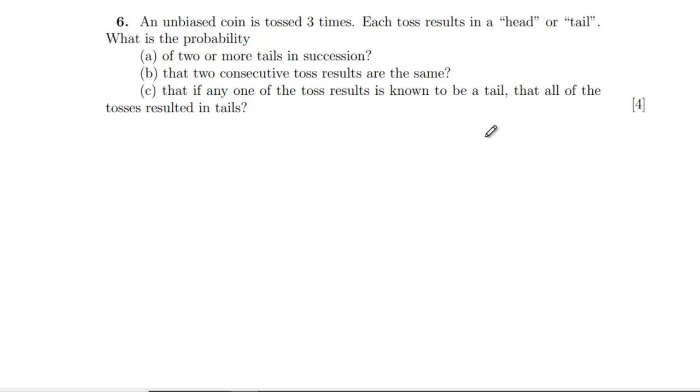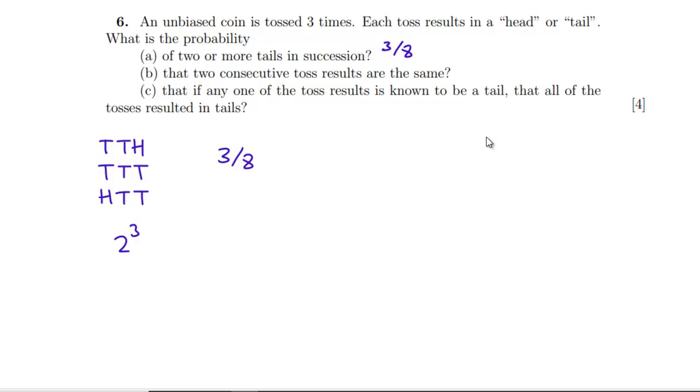Right, the probability one. Unbiased coin is tossed 3 times. Each toss results in a head or a tail. What's the probability of 2 or more tails in succession? Right, so if we're doing that 3 times, we need 2 or more tails. So we can have tails, tails, heads, tails, tails, tails, heads, tails, tails. And we've got 8 permutations all in all, because we've got 2 to the power of 3. So we're going to have 3 over 8 for that first bit.